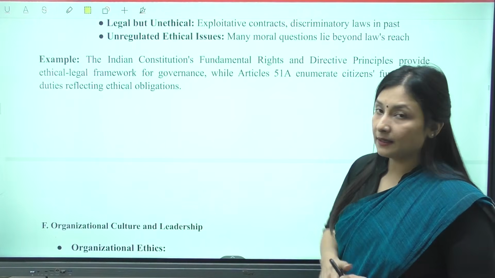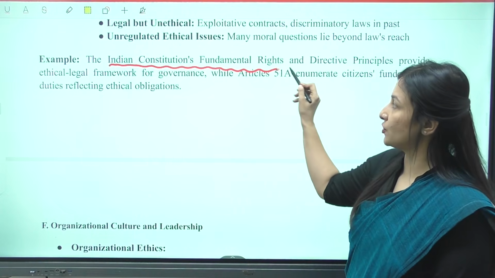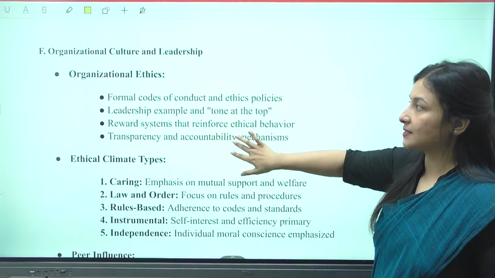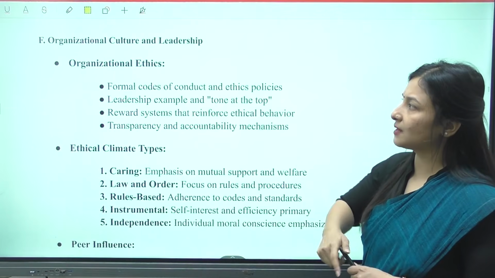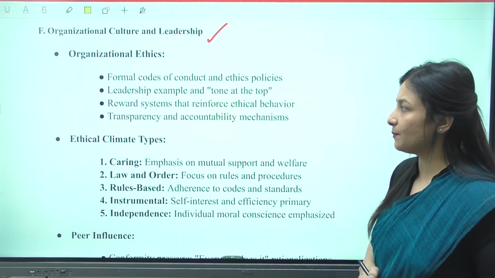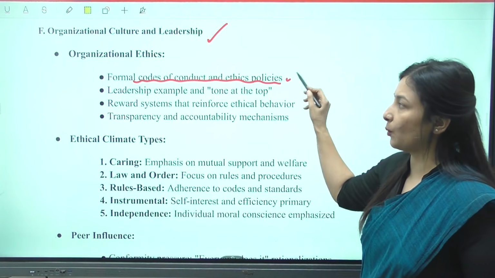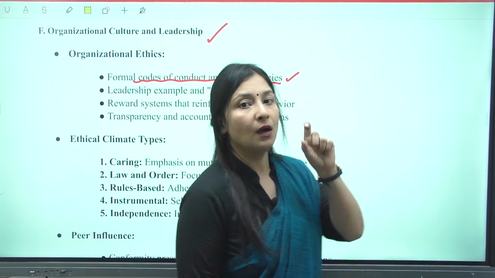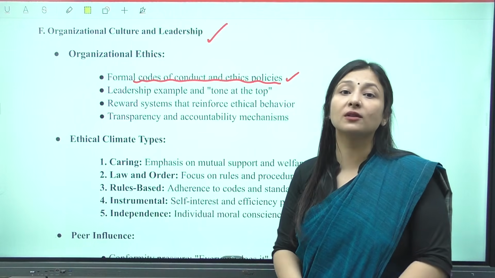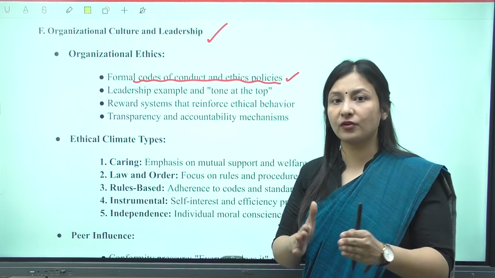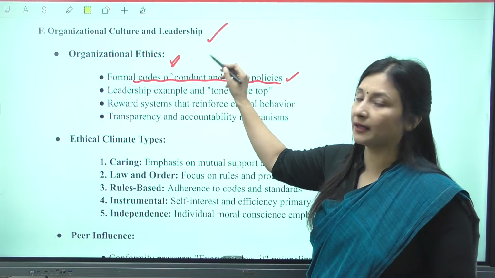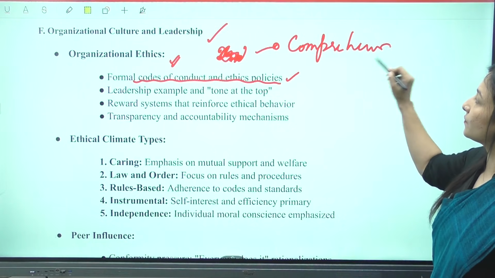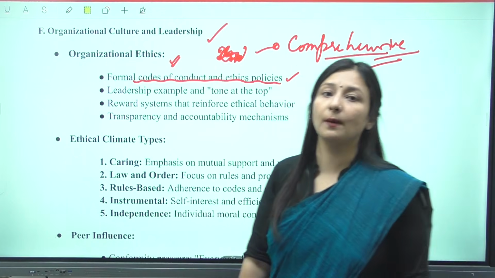Again, we have to always supplement our answer with India's Constitution, fundamental rights, and DPSP, which talk about the ethical legal framework for governance. Apart from this, external factors are also noticed in organizational culture and leadership. There are certain formal codes of conduct and ethical policies in organizational ethics. Here I would again like to talk about the Second ARC. It has mentioned certain codes of conduct, such as the All India Civil Service Rules. The Second ARC in its fourth report also talks about organizational ethics, and it talks about a comprehensive ethical code bill. Is it clear?